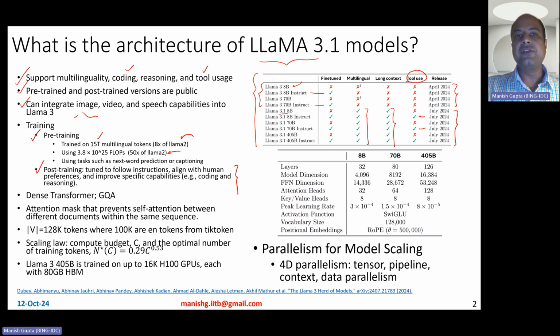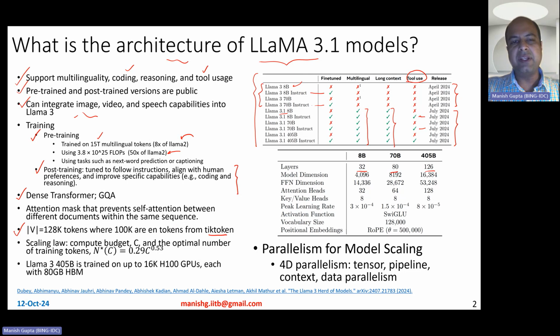Okay. So if you think about the broad architecture, it's a standard dense transformer architecture. The 8 billion model has 32 layers, the 70 billion parameter model has 80 layers, and the 405 billion parameter model, the largest one, has 126 layers. And they follow group query attention. The vocabulary size is 128K tokens, where 100K are English tokens, taken from the tiktoken tokenizer, and the remaining 28K are for multilingual purposes.